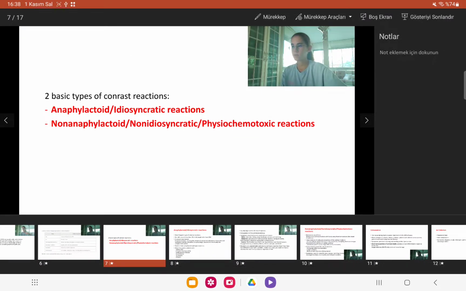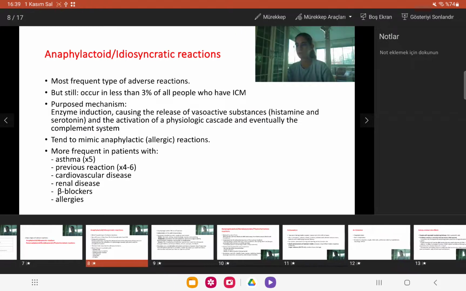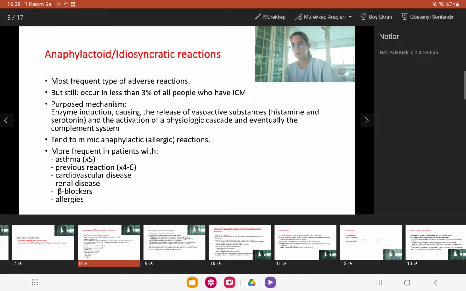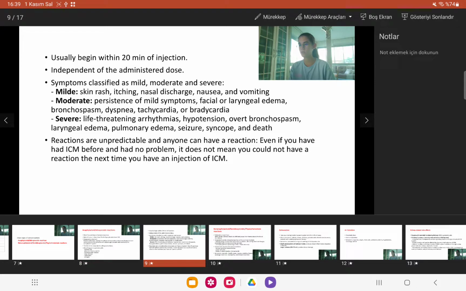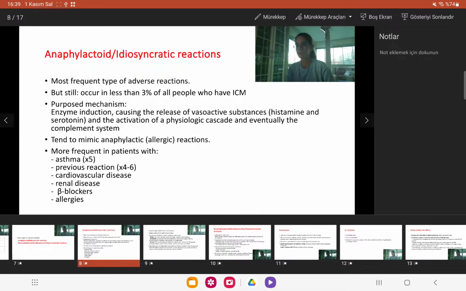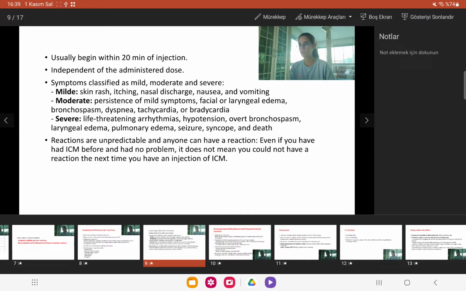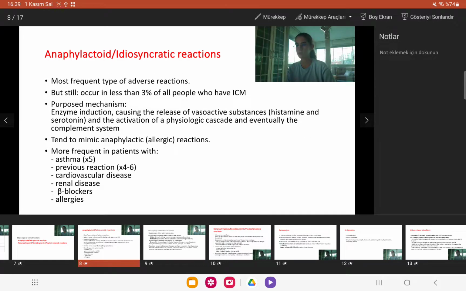There are two basic types of contrast reactions: A, anaphylactoid reactions, and B, non-anaphylactoid reactions. Anaphylactoid reactions are the most frequent type of adverse reaction.